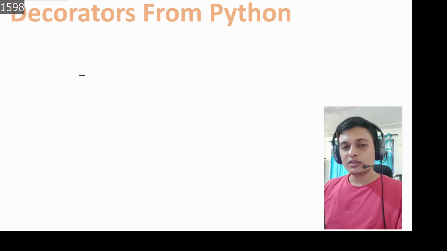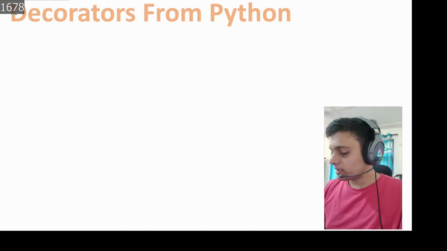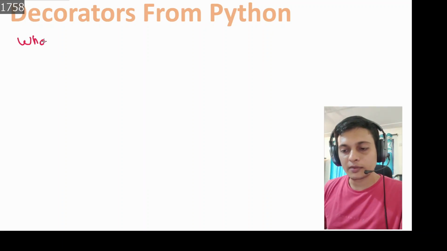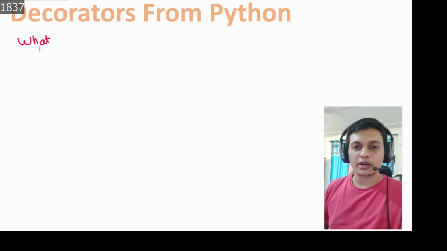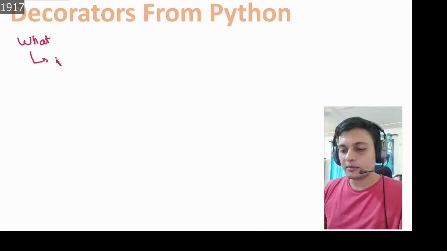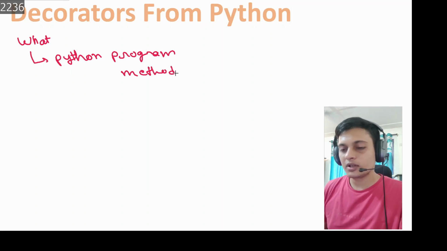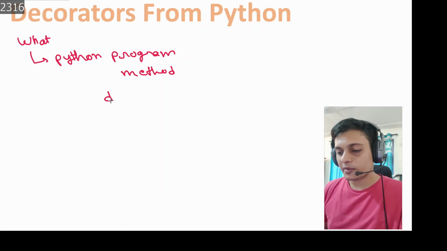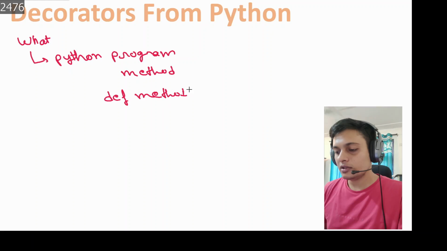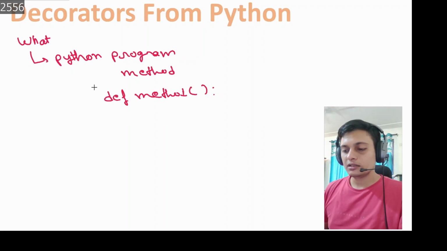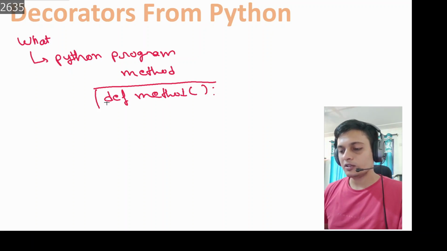So coming to this decorator from Python, the first thing that comes into our mind is, what is a decorator? Decorators are nothing but your Python program, or you can say method. What is a method in Python? The one statement which we use after the def keyword. So this is our method. These methods can also be called decorators.